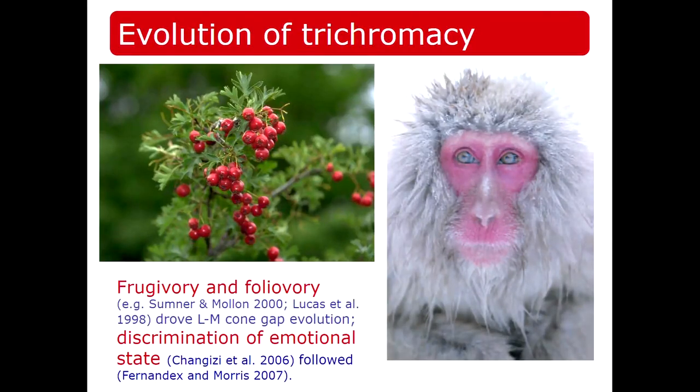There are two hypotheses that have been put forward for why this split in the LM cone pigment came about. One is that it was driven by our need to discriminate red berries against green leaves. This is the frugivory and folivory hypothesis put forward by Sumner and Mullen. And another is that because we became bare-skin animals about that time, it was driven by our need to read emotional signals caused by slight changes in blood oxygenation in the face. One possibility is that frugivory drove the evolution, but then our ability to read social sexual signals from face color changing piggybacked on that change.